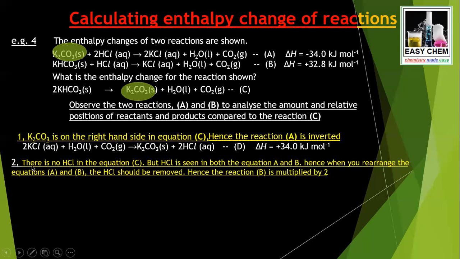So second point says there is no HCl in the equation C. Yeah, I can see that. But HCl is seen in both equations A and B. Yes. Hence, when you rearrange the equation A and B, the HCl should be removed. Hence, the reaction B is multiplied by 2. Reaction 2 is multiplied by 2.